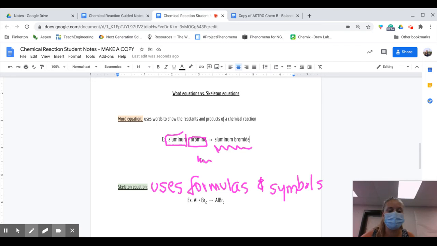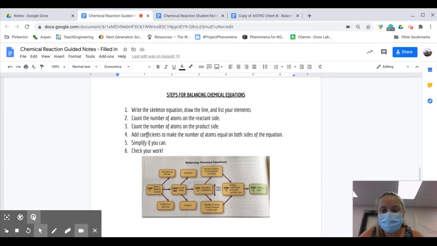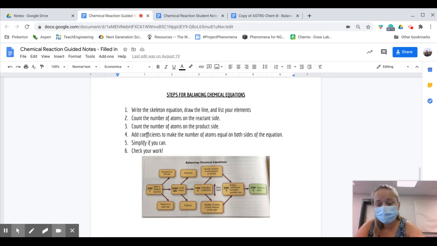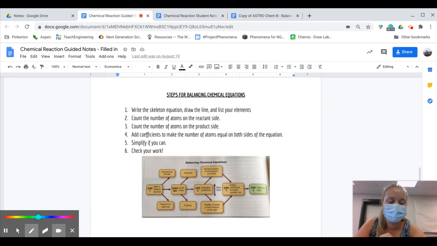So down here we have the same reaction going on. We have our aluminum and our bromine reacting to form aluminum bromide. Okay? And last but not least, one of the most important things you will ever learn in chemistry, if you ever intend to do chemistry, even the chemistry we're doing this year, balancing chemical equations.